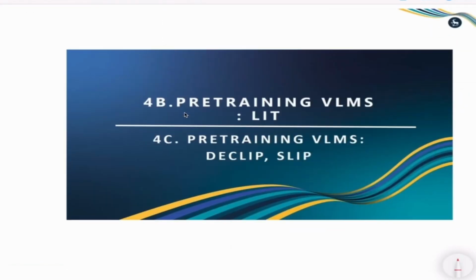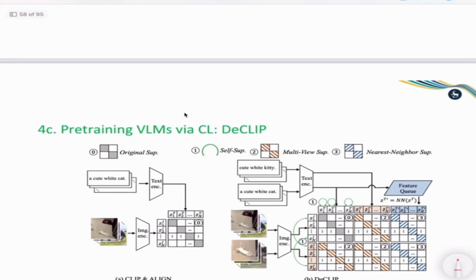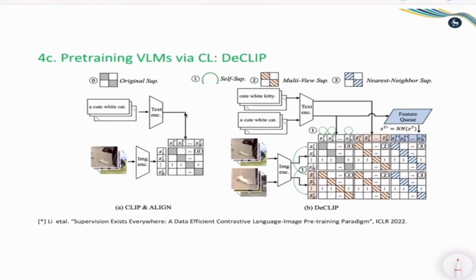Let's move on to the next step. Locked image training was quite decent, but there is a lot of stuff which you can do, and that's what people are trying to do here. So this is the standard setting. You have images, you have an image encoder, you get the image representation, you have a text encoder, a text representation, and then you do InfoNCE. Simple. That's CLIP.